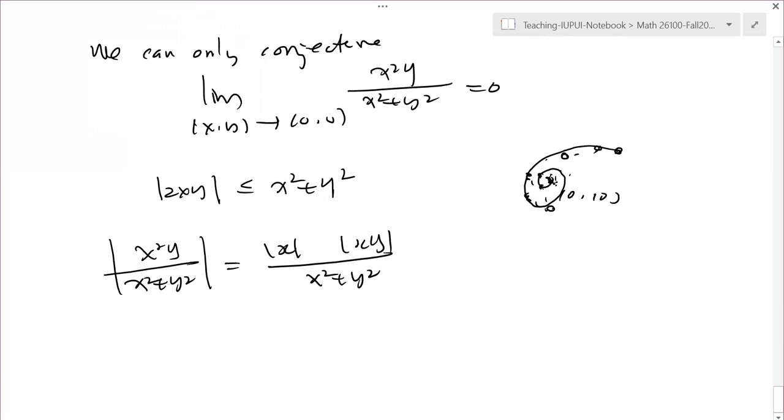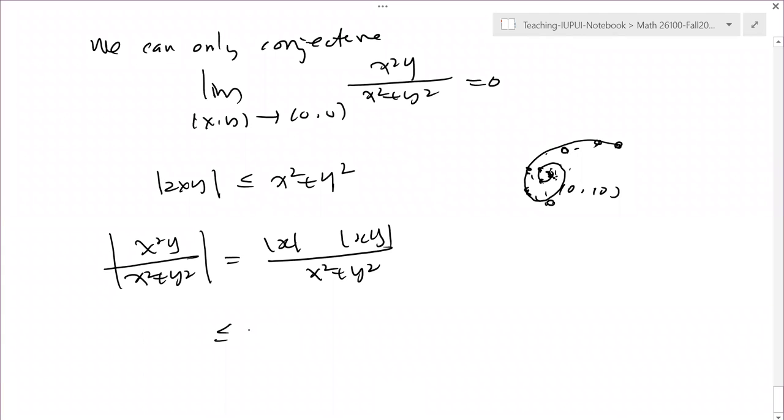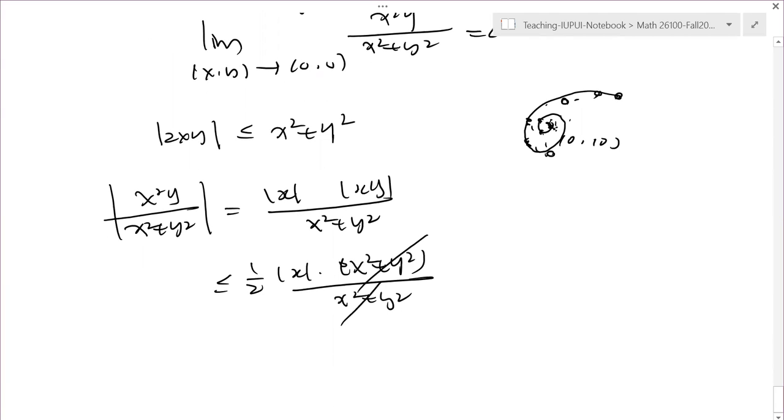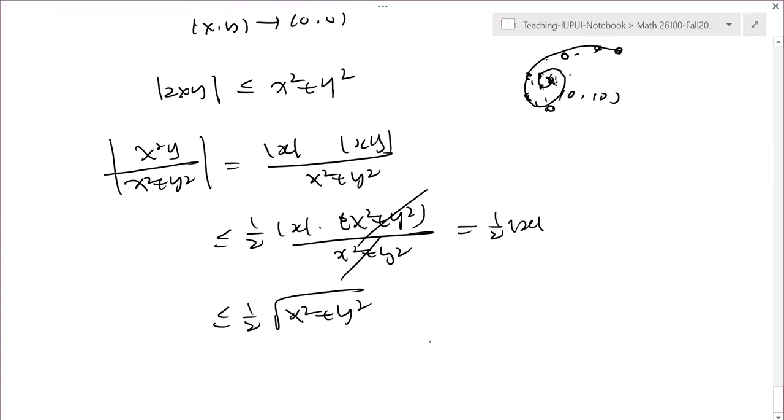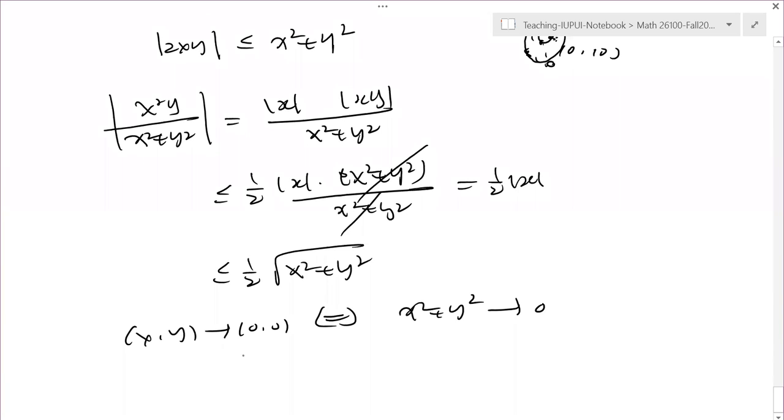So the absolute value of x times y is going to be less than or equal to 1/2. So this cancels out, so this will be half of absolute x. Of course, this can also be written as less than half of x squared plus y squared. When we say xy approaches 0, 0, if and only if x squared plus y squared approaches 0, this is an equivalence.